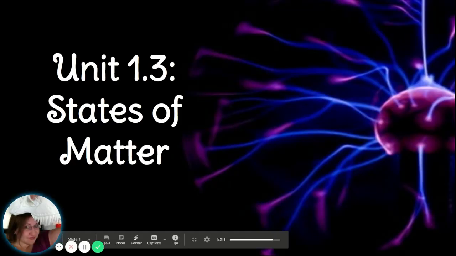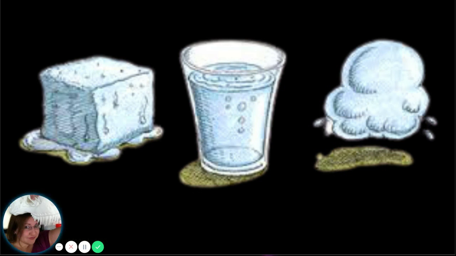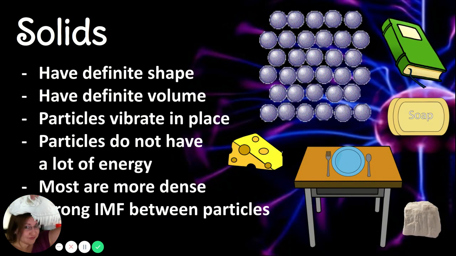In section 1.3, we're going to be talking about the states of matter. Solid, liquid, and gas are the three states of matter that we're all familiar with and that we encounter on a daily basis. So let's take a look at their properties.